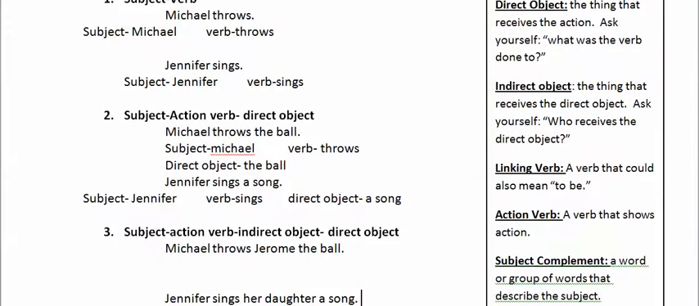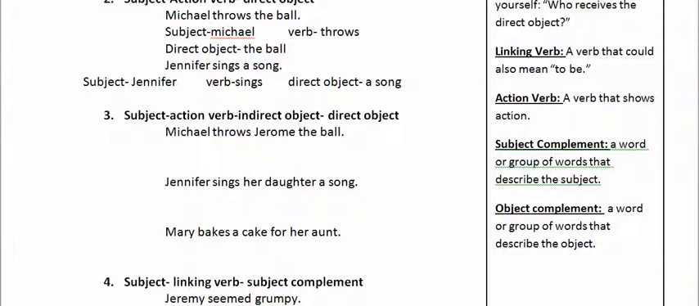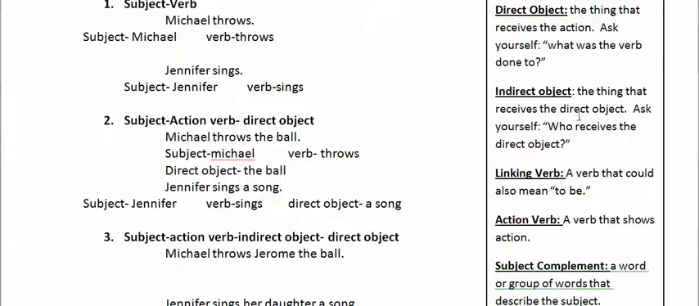Perfect. Moving on. Next sentence pattern. Subject, action verb, indirect object, direct object. So now we have to figure out what an indirect object is again. We go look at our definition that we learned about in the Brain Pop video. An indirect object is the thing that receives the direct object. So I'm going to have to ask myself, who receives the direct object?